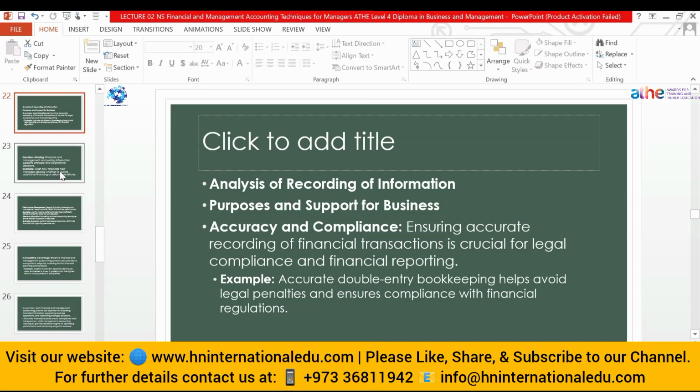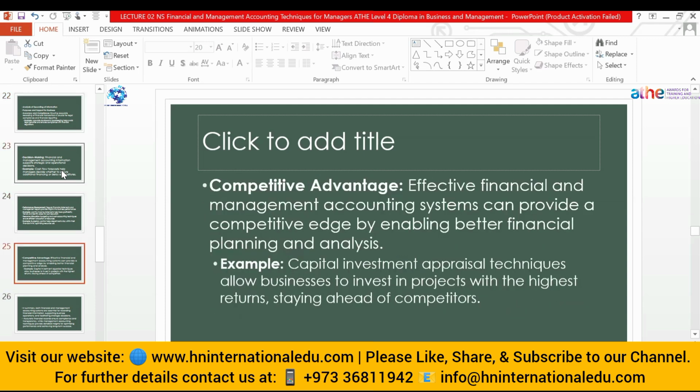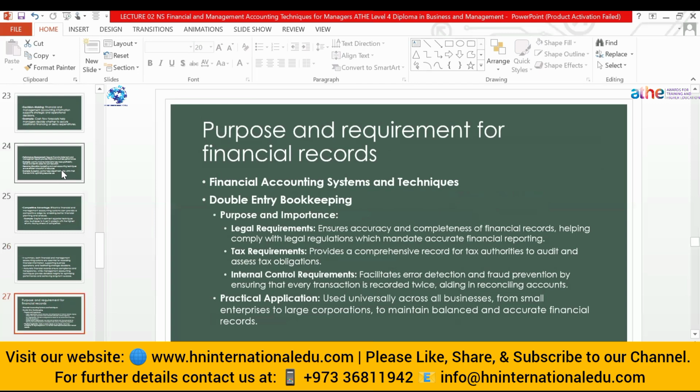Analysis of recording of the information. Now, these are the purposes and support for the business. These are the extra points for you people. But from the indicative content view, we have the points which start from slide 27. In the indicative content, we have three points: legal requirements, tax requirements, and internal control requirements. We will be studying this according to that, because that is an important obligation for us as well.